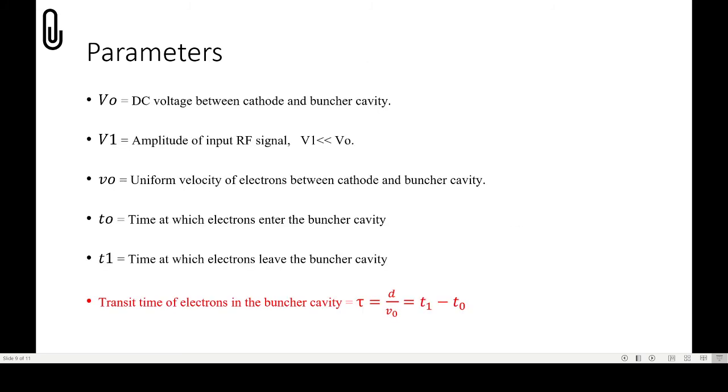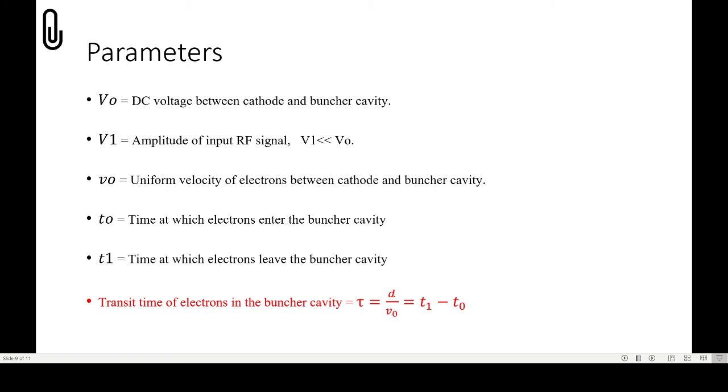Now, some of the important parameters used for the derivation. V0 we have already mentioned, it is the DC voltage applied between cathode and Buncher cavity. Then V1 is the amplitude of the RF signal. It should always be very much lesser than the DC supply voltage. Then v0 is the uniform velocity of electrons between cathode and the Buncher cavity, and T0 is the time at which the electron enters the Buncher cavity. T1 is the time at which the electron leaves the Buncher cavity.